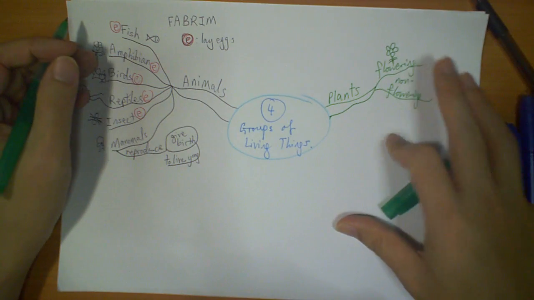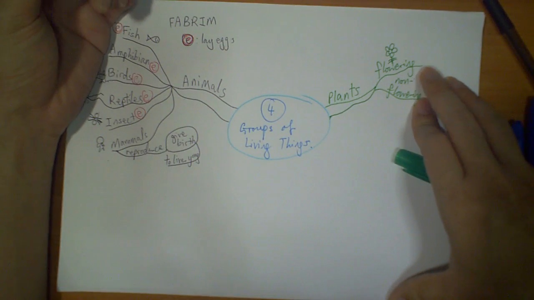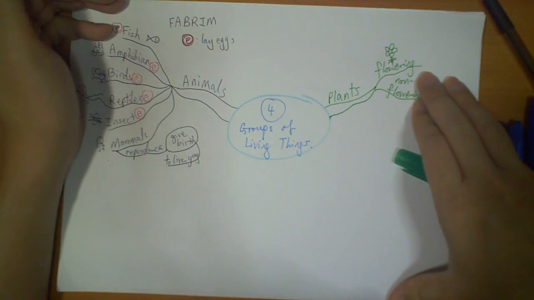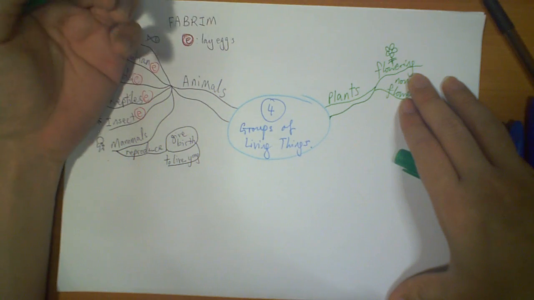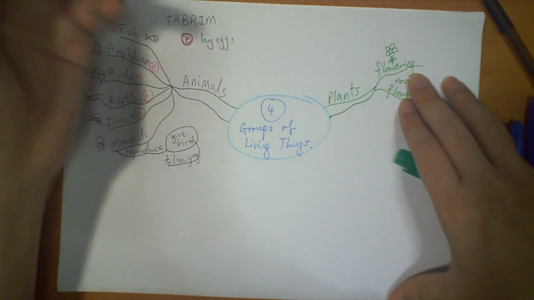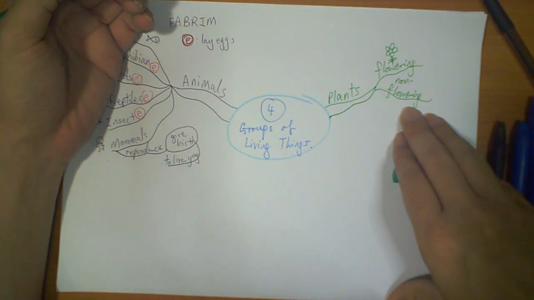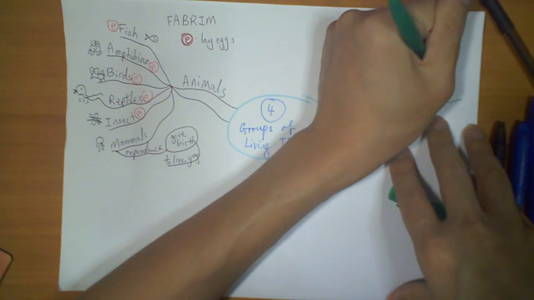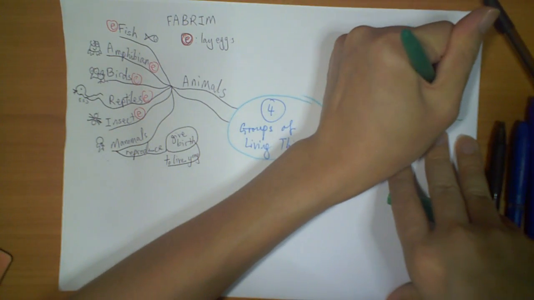Flowering plants, there are so many flowering plants. Hibiscus, roses, tulips. Alright, and in many flowering plants, the flowers will develop into fruits, and from the fruits you get seeds, and from the seeds you can start planting and it can reproduce into a new plant. But for non-flowering plants, their major groups are ferns or moss.